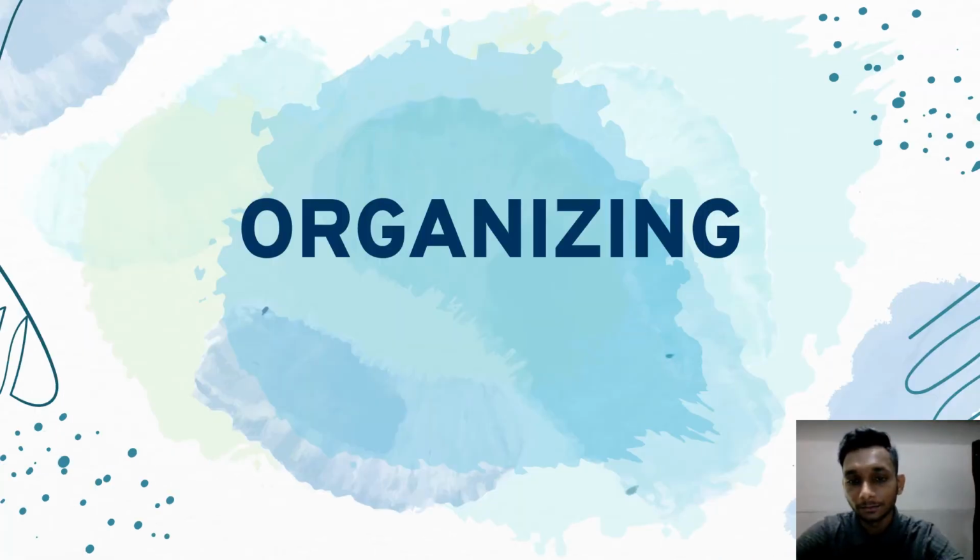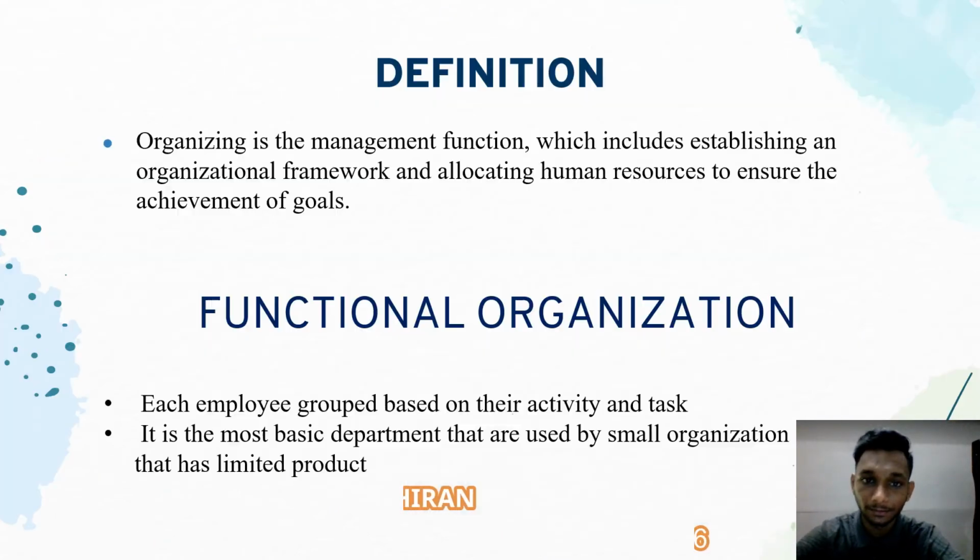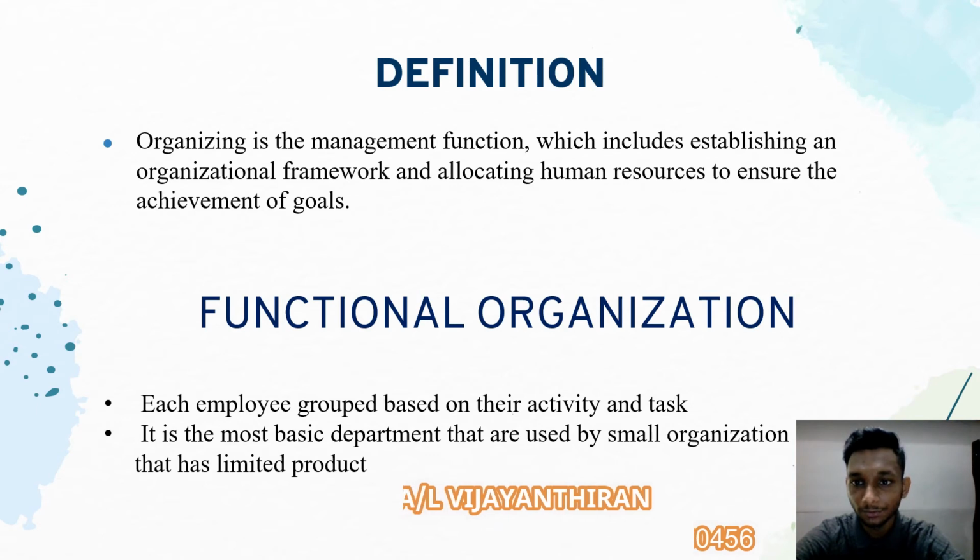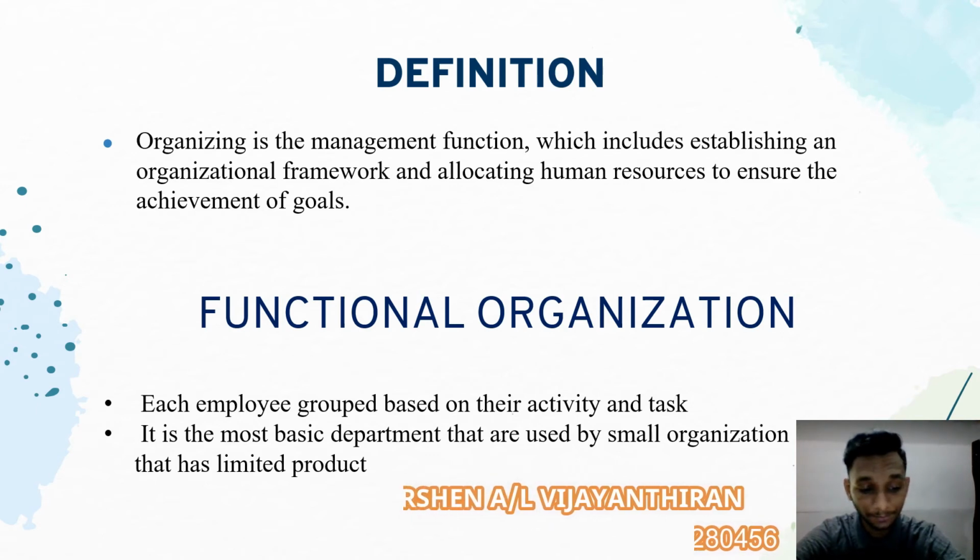Good morning. Today I'm going to talk about organizing. Organizing is one of the four management functions. So organizing is the management function which includes establishing an organization framework and allocating human resources to ensure the achievement of goals. So for the company Strapit, we are using functional organization.